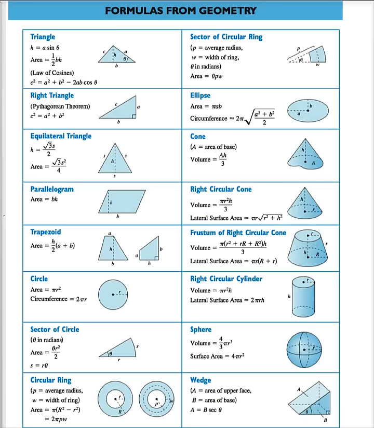Now, here are a list of geometry formulas you just need to know. We will, in particular, use the volume of a right circular cone, a cylinder, a sphere, a sector of a circle, the area of a circle, of course, trapezoids, equilateral triangles, right triangles, just the regular triangles. Just make sure you're very familiar with all of these. They're inside the front cover of your book.